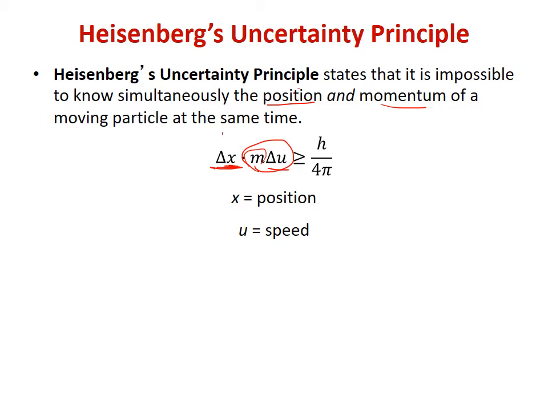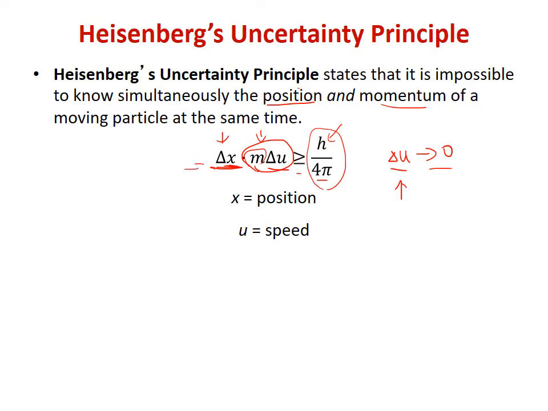So the uncertainty of position times the uncertainty of momentum, the product is greater than a small number, which is the Planck constant divided by 4π. Now suppose Δu approaches 0. So if Δu approaches 0, that means the speed doesn't change. That means we know the speed. So when Δu approaches 0, we know quite accurately about the speed.